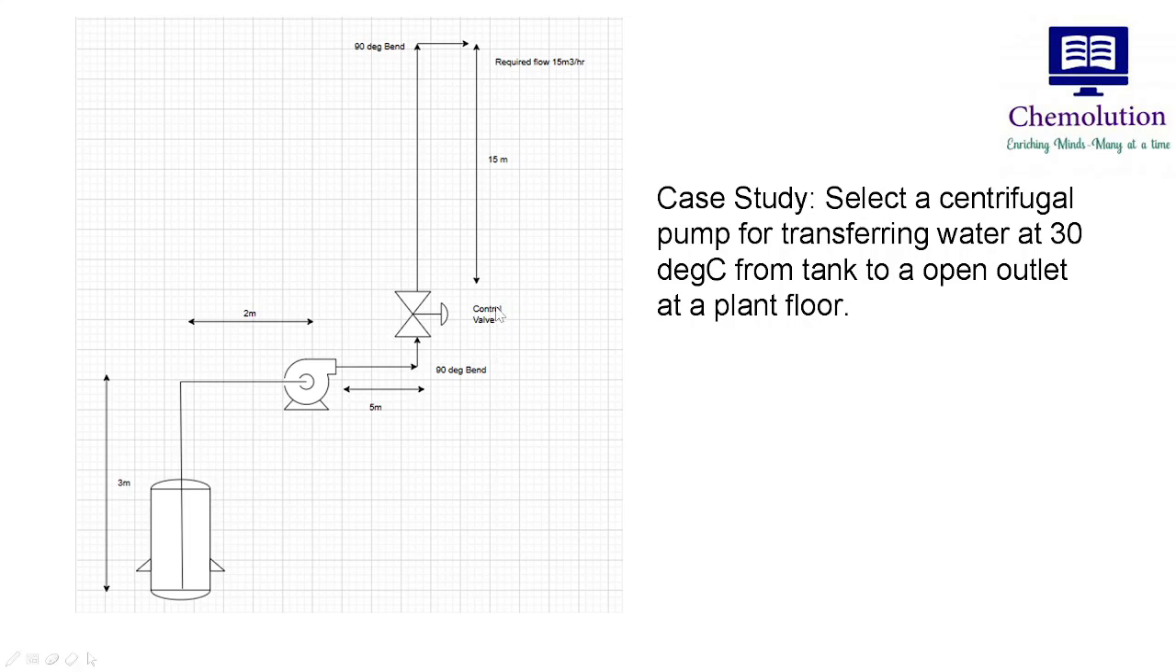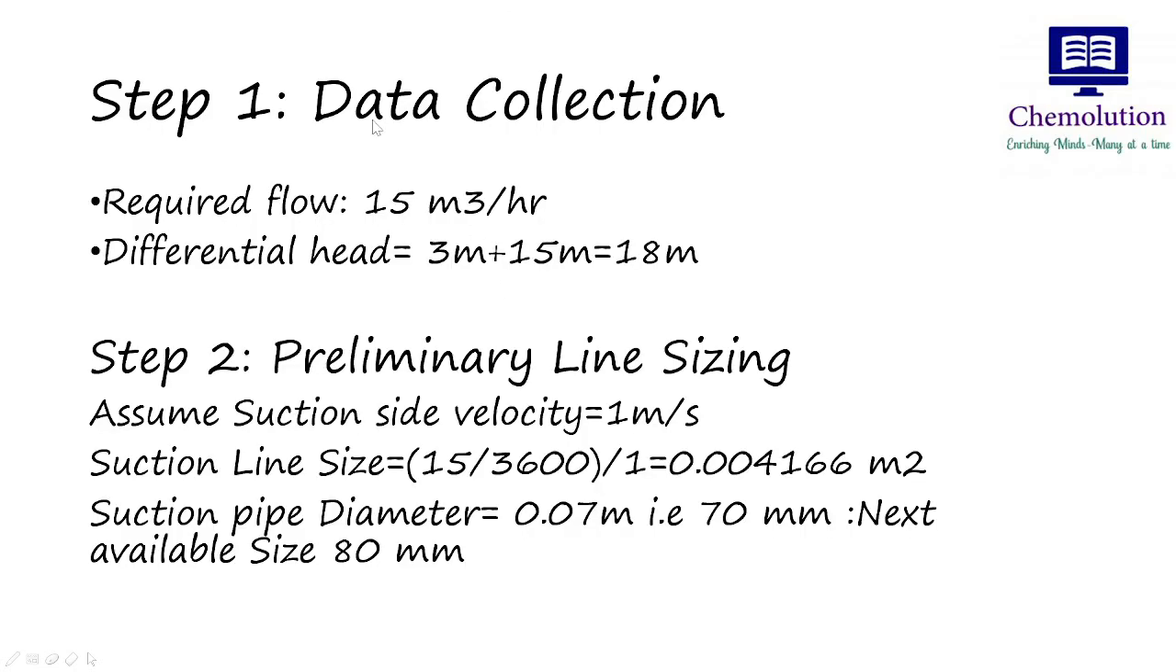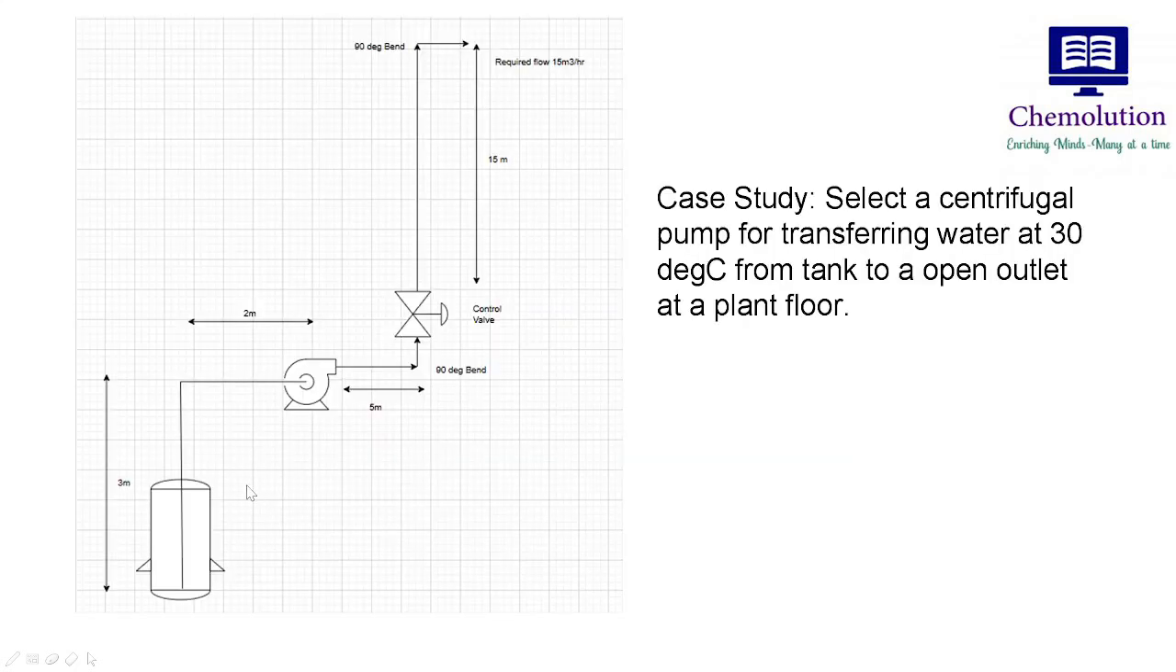So let us go step by step. Step 1 is data collection. What is our required flow? 15 meter cube per hour and a differential head of 18 meters. Now where does this 18 meter come from? 3 plus 15. So let's go back to the diagram. What is basically a differential head? It is the distance between the two liquid surfaces. So the liquid surface in the suction tank and this point of delivery.